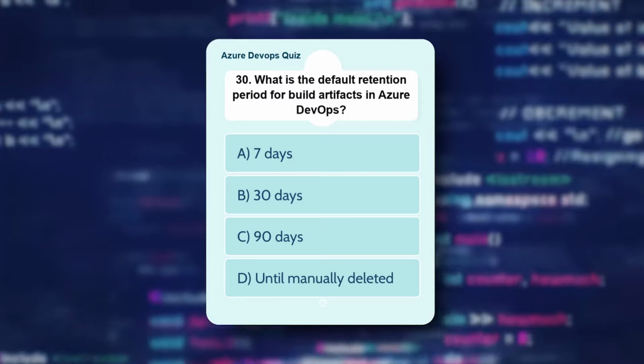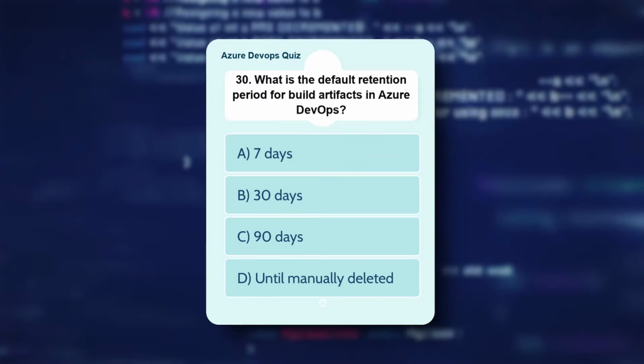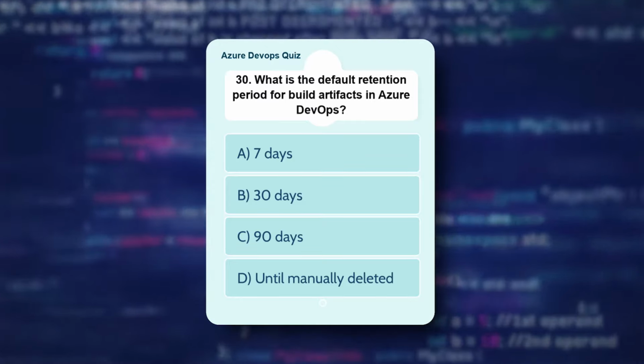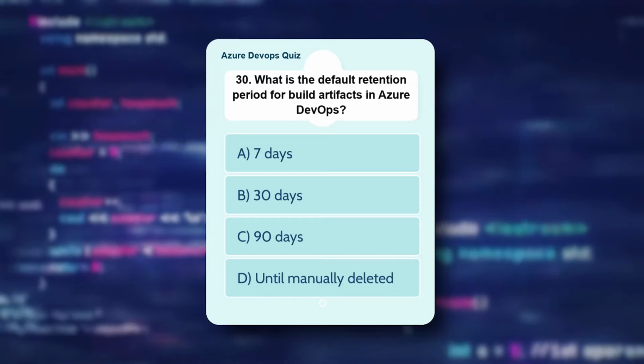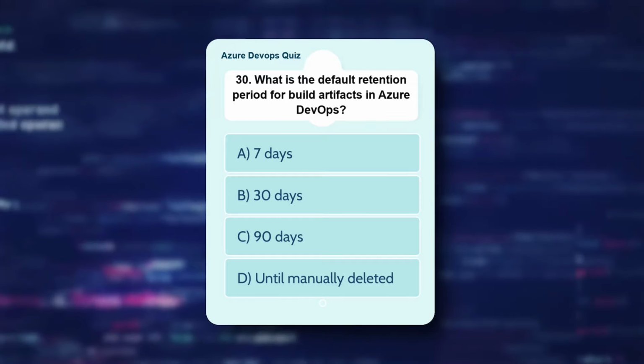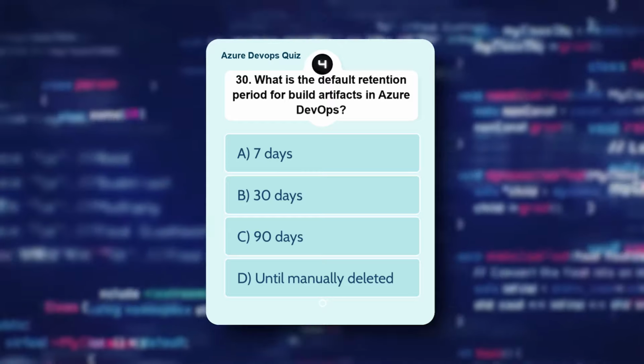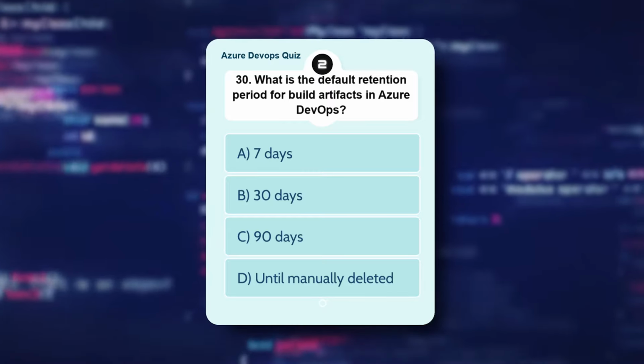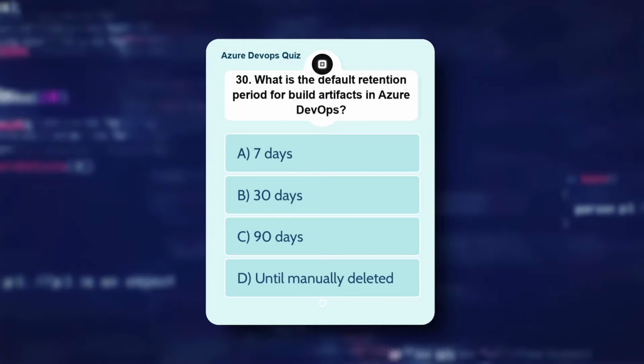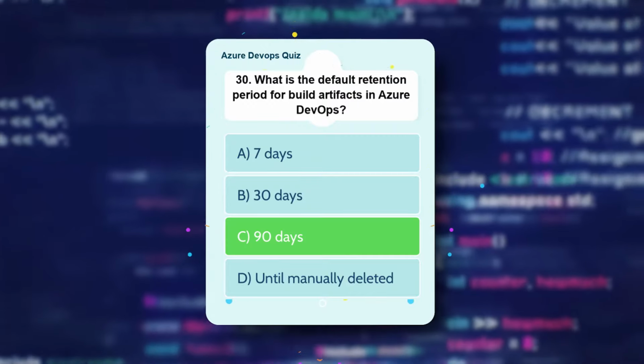30. What is the default retention period for build artifacts in Azure DevOps? A. 7 days. B. 30 days. C. 90 days. D. Until manually deleted. Answer: C. 90 days.